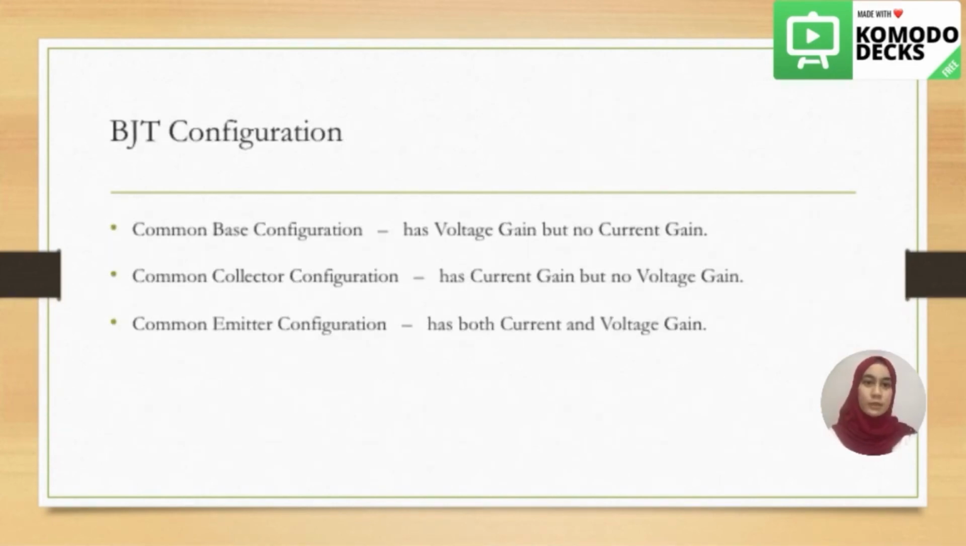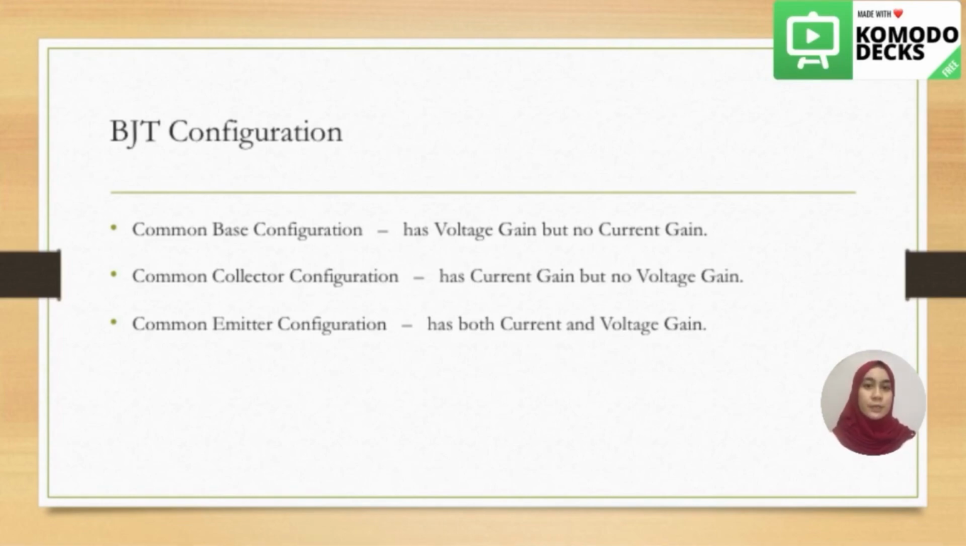Okay, BJT configuration. As the bipolar transistor is a 3-terminal device, there are basically 3 possible ways to connect it in an electronic circuit, with one terminal being common to both the input and output. Each method of connection responds differently to its input signal within a circuit, as the static characteristics of the transistor vary with each circuit arrangement.